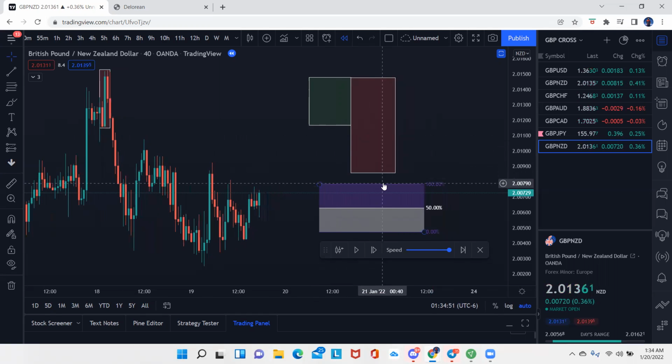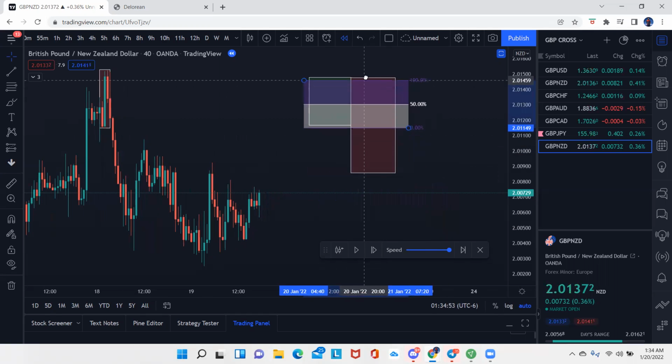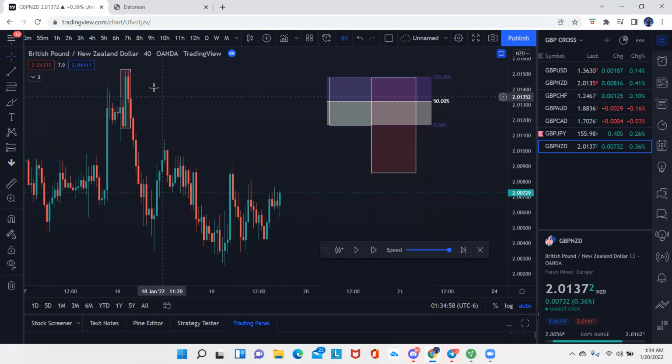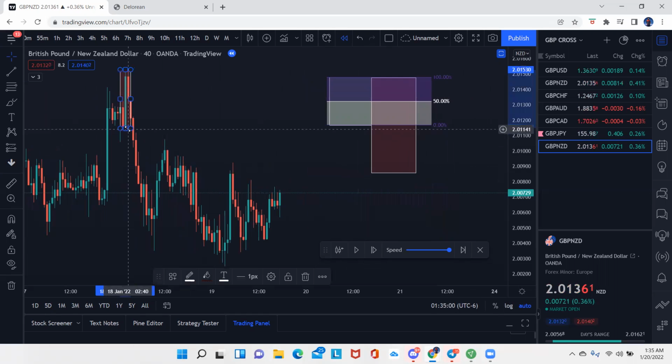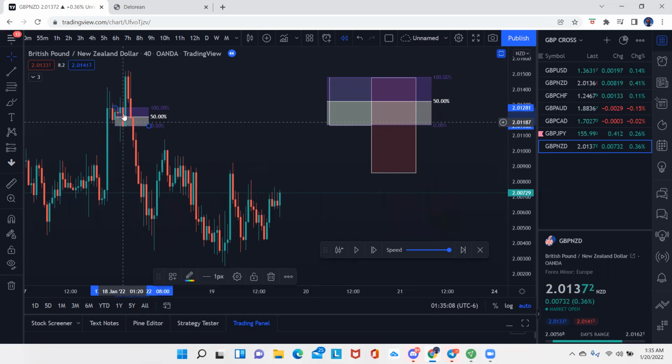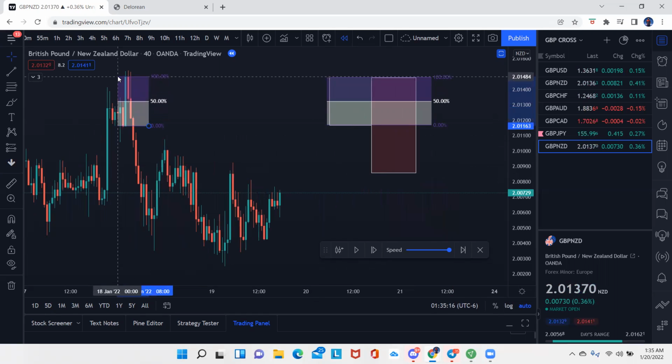So you will be taking the 50% off of this small green candle, like so. Now, this is where it gets a little different. If you're selling off of a bullish candle, you're not technically going to take the 50% like this. You would only take the 50% of this smaller candle if you were looking to buy off of this one. Since we're looking to sell off of this one, we're actually going to take the 50% of the bigger one.